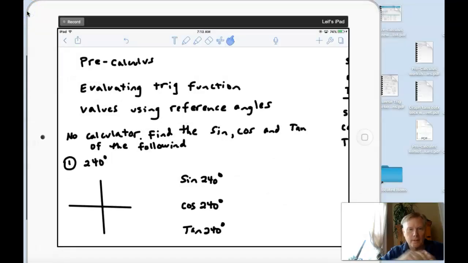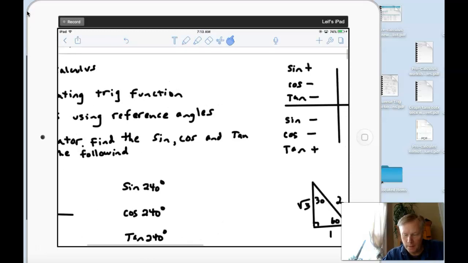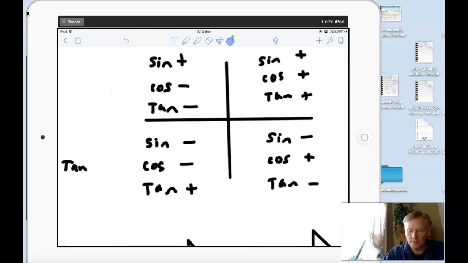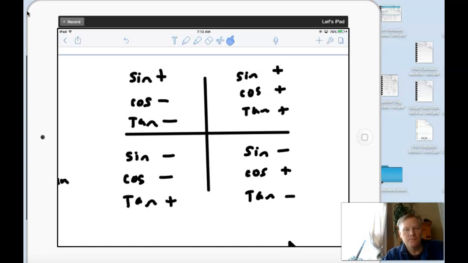All right, good morning. Today, for pre-calculus, I'm going to be covering evaluating trig function values using reference angles. The first thing I want to go over is this chart, which shows us where the sine, cosine, and tangent are positive and negative. We've gone through this before.